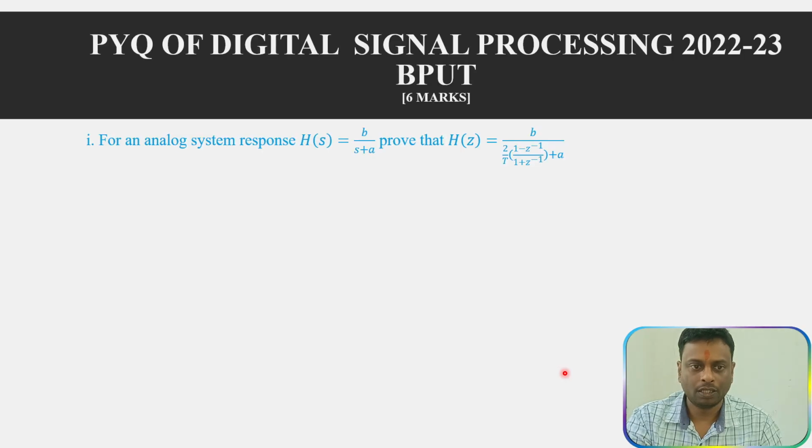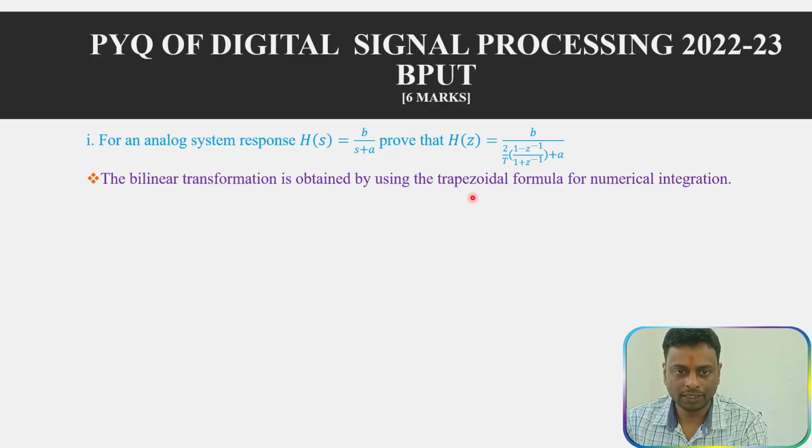Next is here. For the analog system response, H of s equals b upon s plus a. So we have to prove that H of z equals this one. The s domain value is given, so we have to prove H of z. Let us see that the bilinear transformation is obtained by the trapezoidal formula for numerical integration. So we can have the trapezoidal formula. This can be done by IIR filter design using the bilinear transformation.